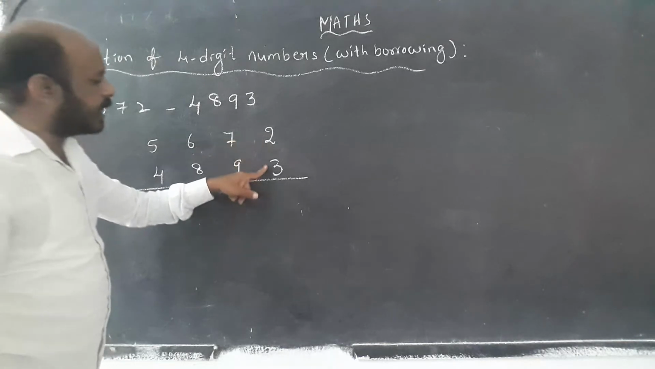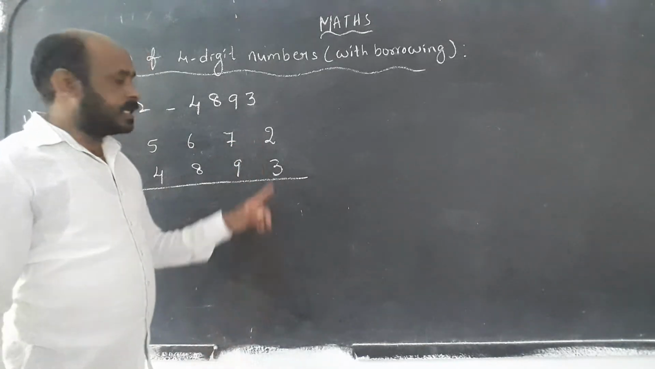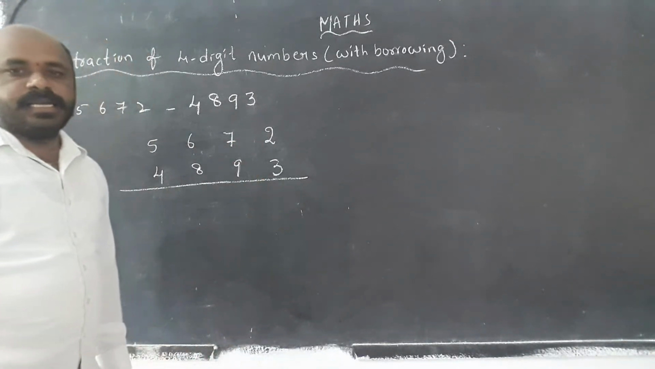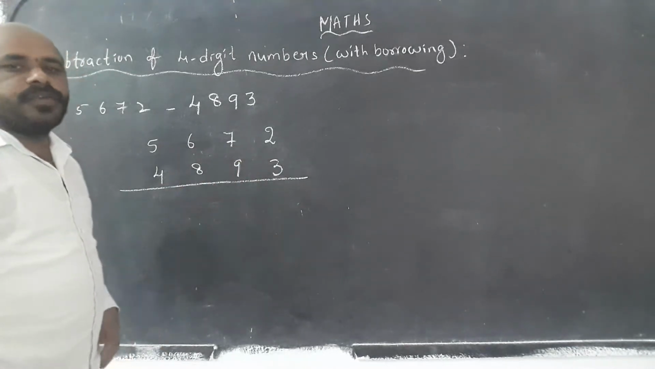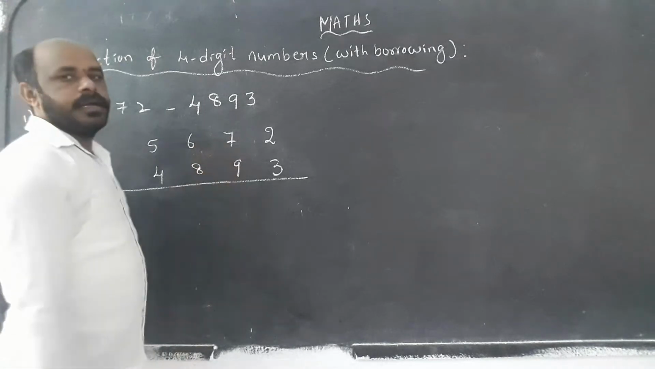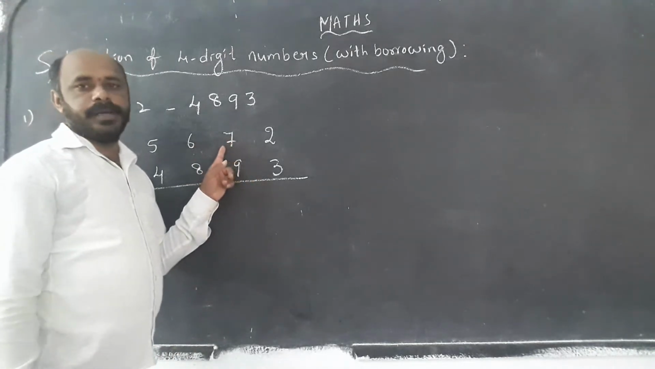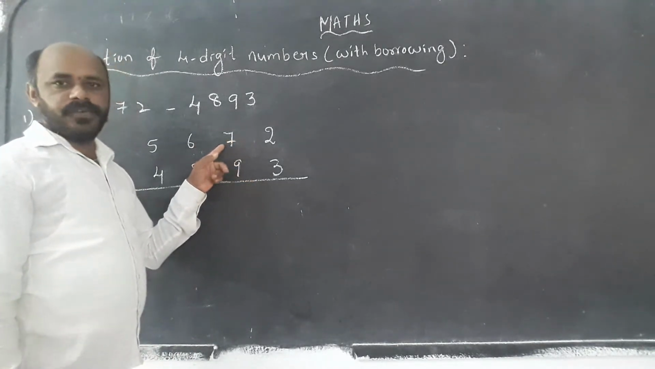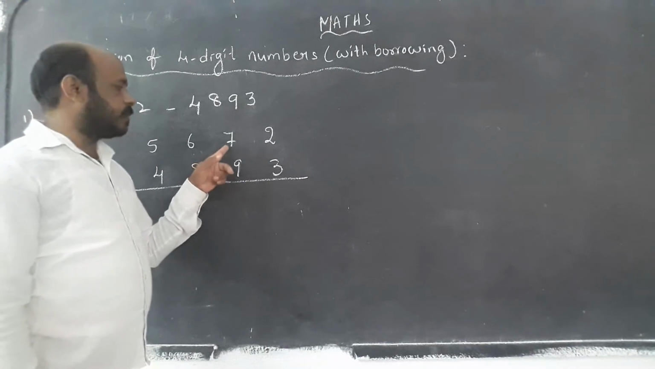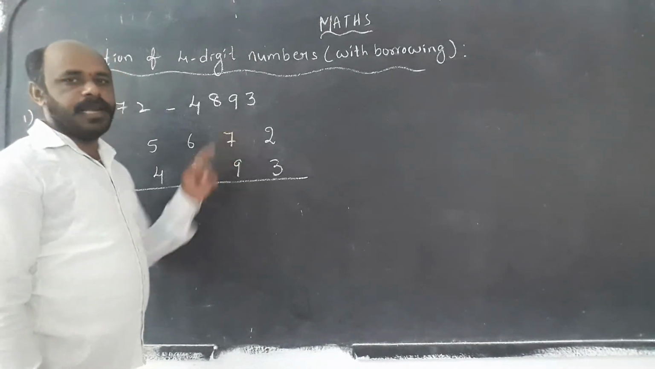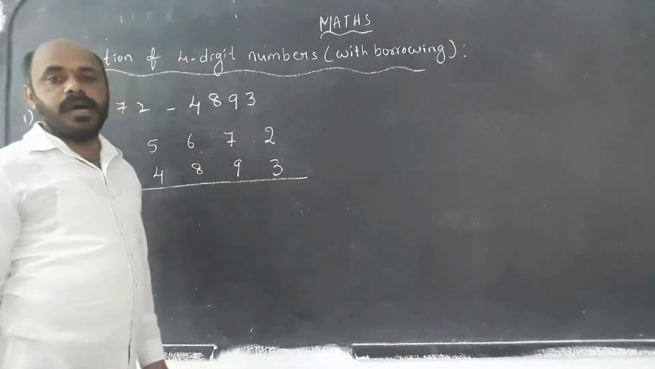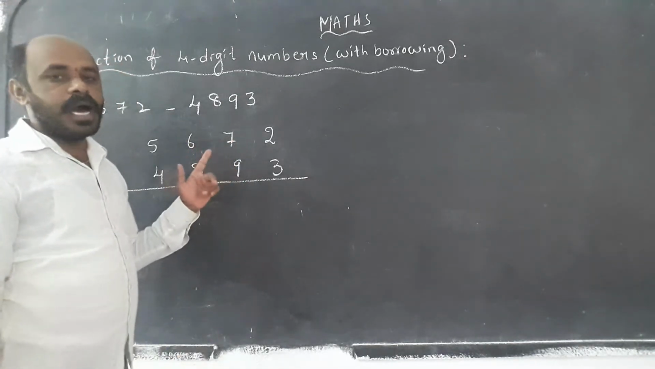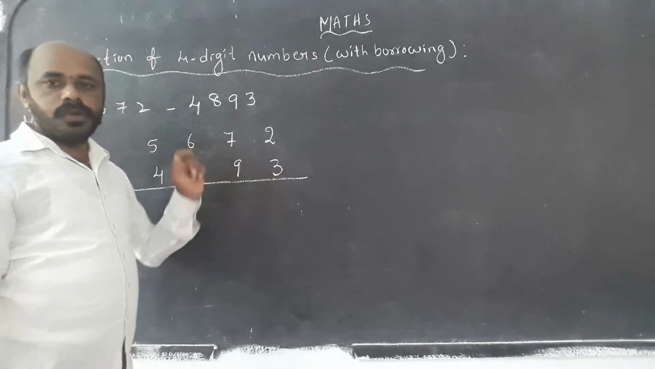In this, the upper number is smaller. We can't remove 3 from 2, because 2 is less than 3. That's why the 2 has to take help from the number before it. If this is the tens place, the 7 is helping the 2. Borrow means the 7 gives 10 to the 2.